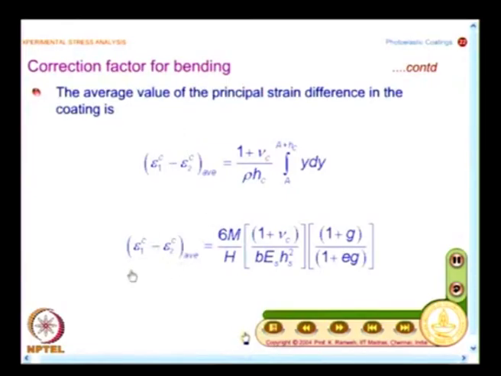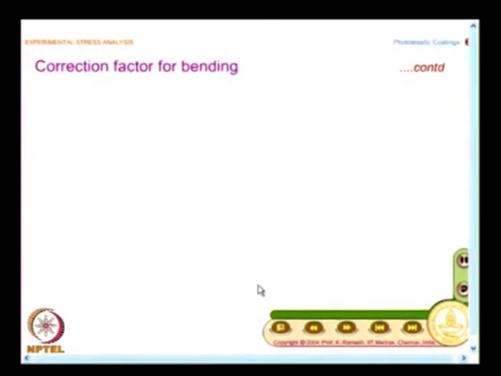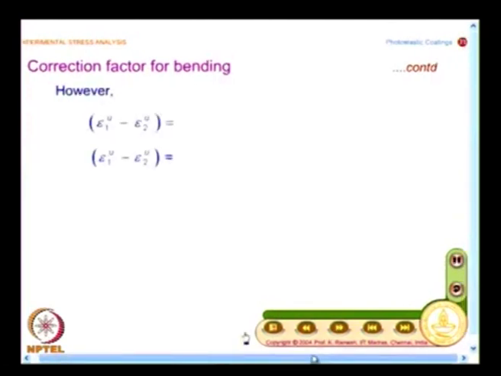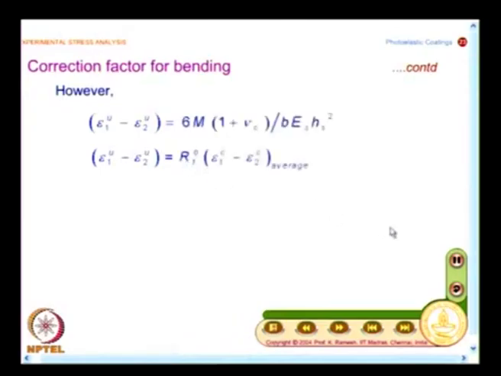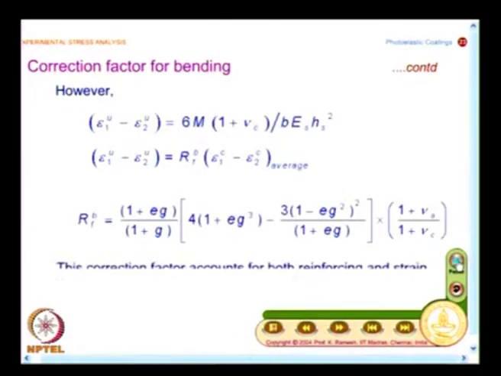I now have an expression for average strain difference, and I will also relate it to the uncoated strain difference, then my job is done. And what do you have as uncoated strain difference? This behaves like a simple beam, whereas when I have a coated specimen, it behaves like a composite beam. So, this is what I have here.